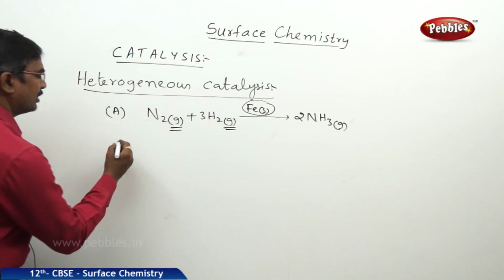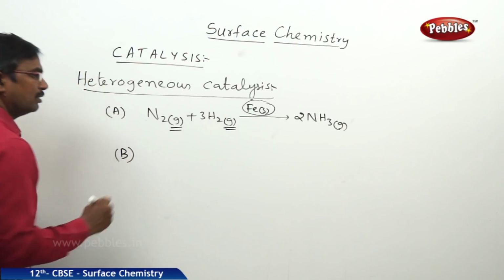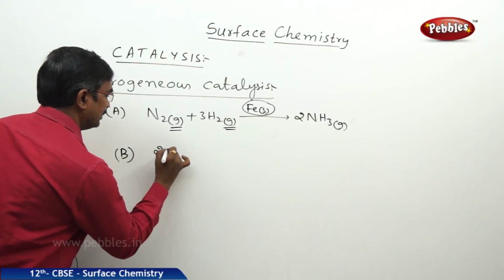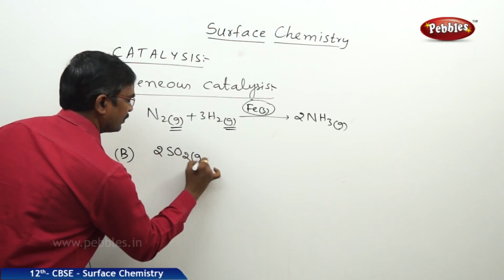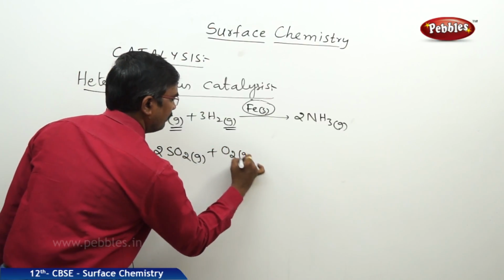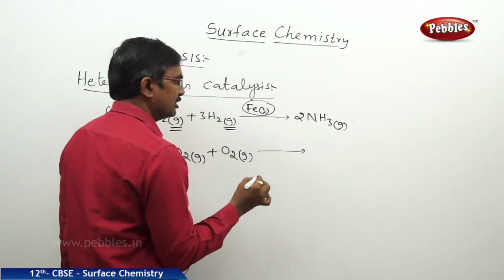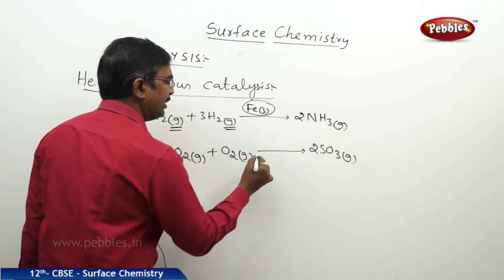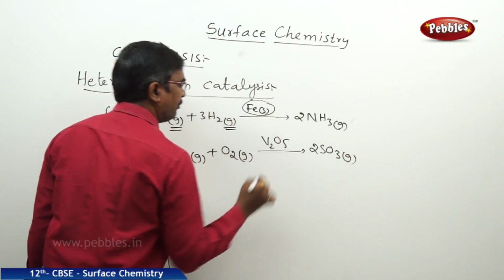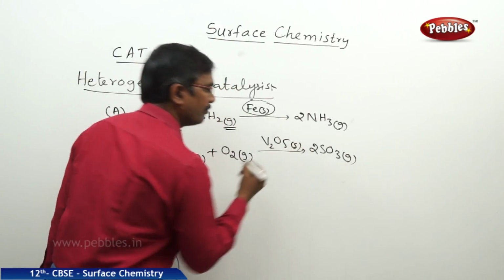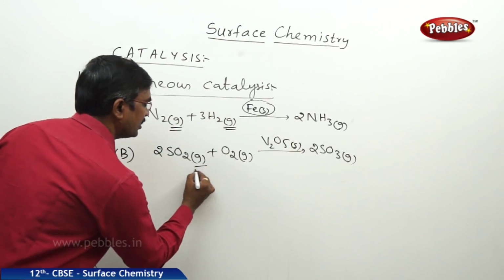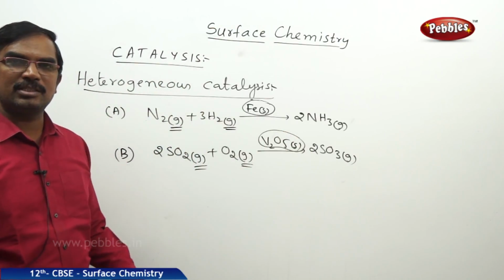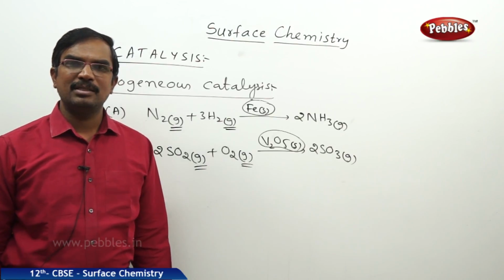And not only this, of course this is the Haber's process, there is also the contact process, the conversion of sulfur dioxide into sulfur trioxide. This is also a reversible reaction. This can be carried out in presence of vanadium pentoxide, which is a solid. So the physical state of the reactants is gas, that of the catalyst is solid. So this is generally a heterogeneous catalysis reaction.